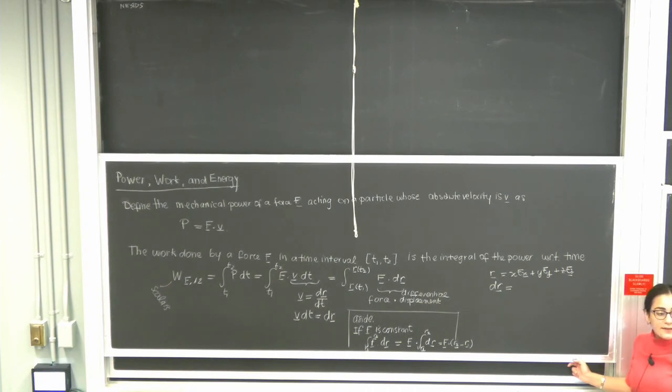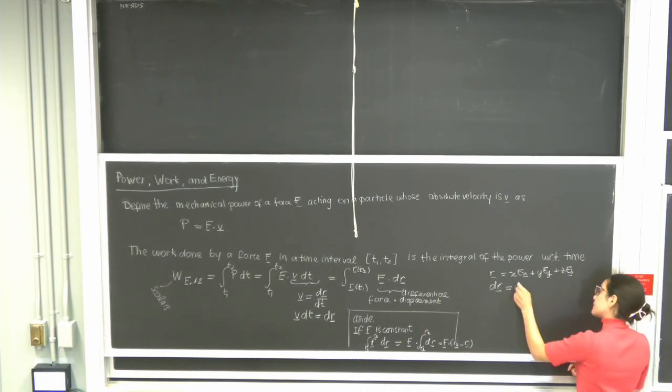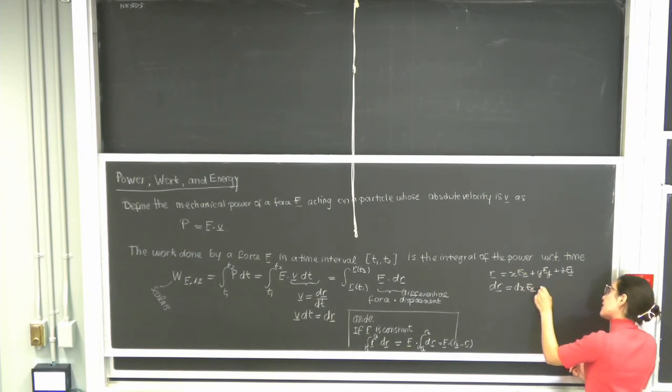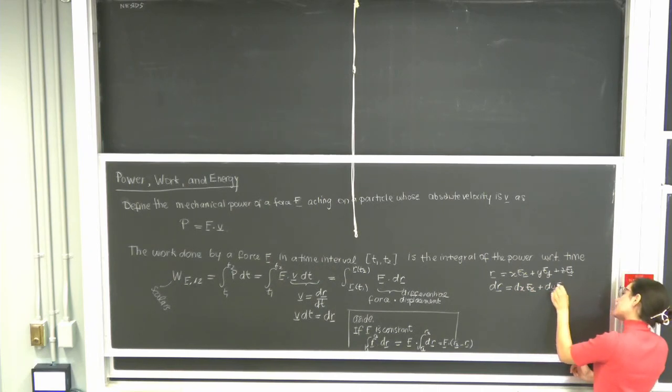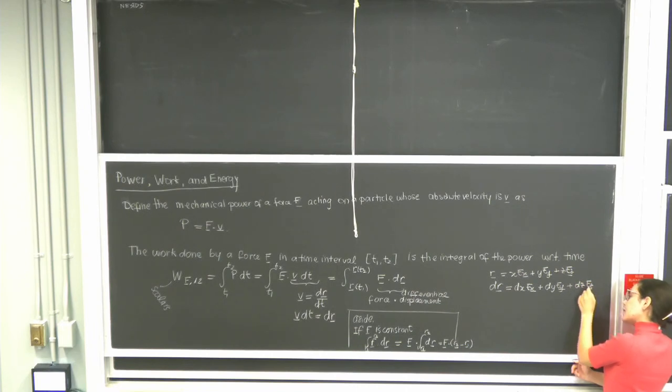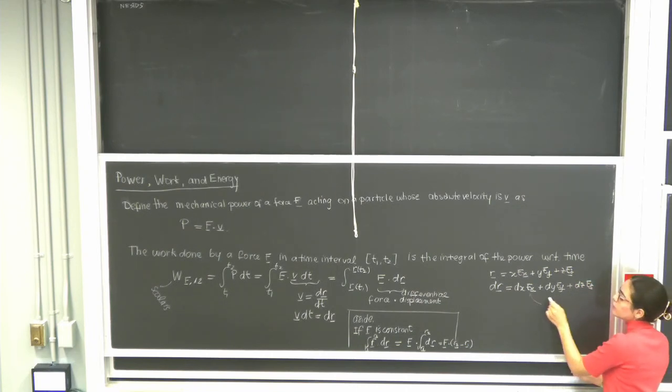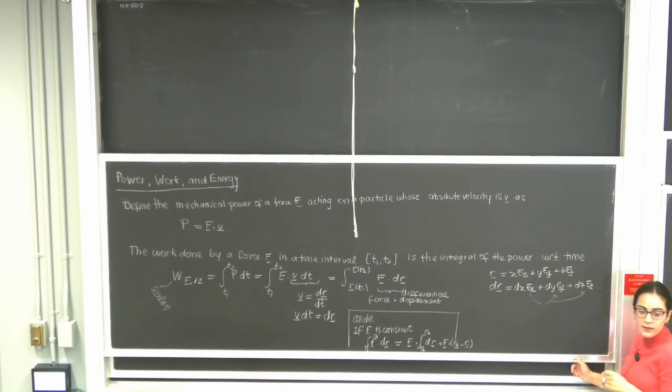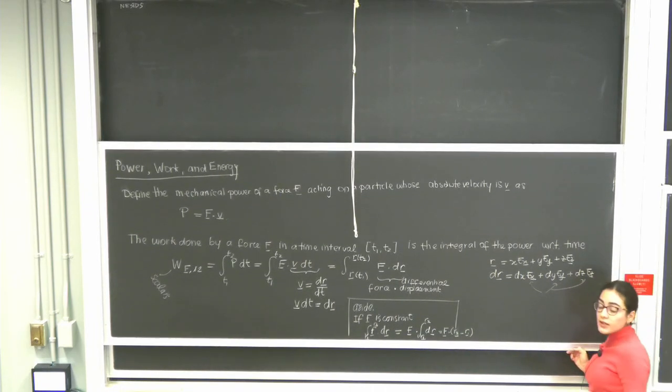Ideas? Yes. Exactly. And why didn't you consider the differentials of ex, ey, and ez? They're constant, exactly. Okay? Which is not the case if we're considering the position vector in cylindrical coordinates.